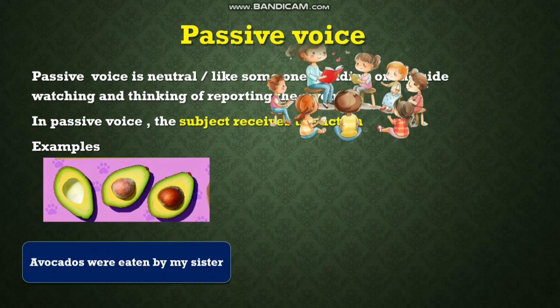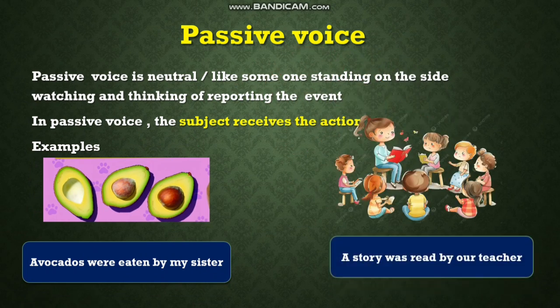Example number 2. A story was read by our teacher. This means that the subject here is a story. The verb is to read, and we know that a story does not read. That means the subject is not doing the action of reading. It is receiving the action of reading, because it is the teacher who reads a story. With these clear examples, I hope that you can see the difference in passive.